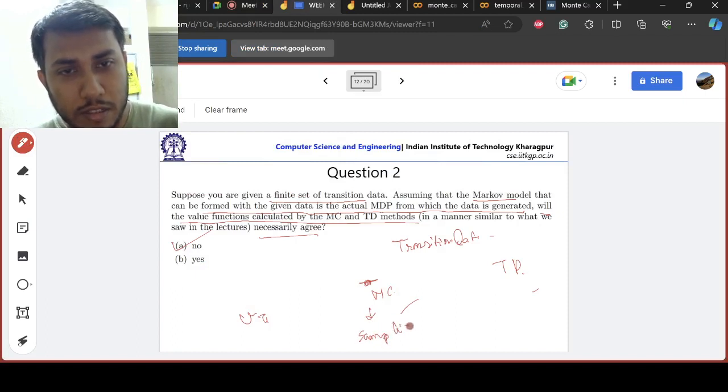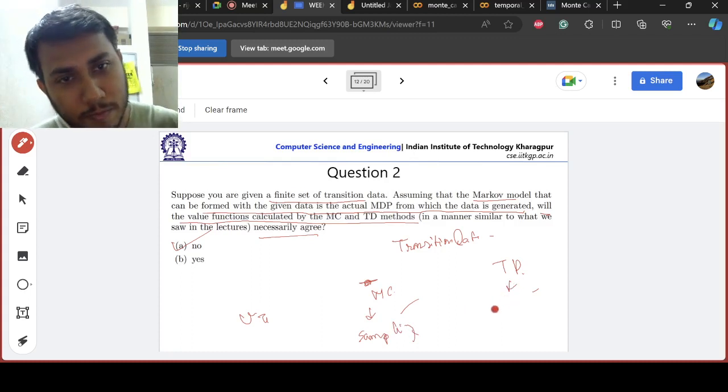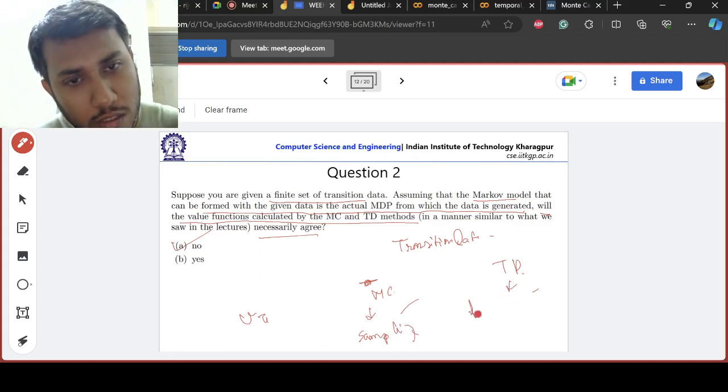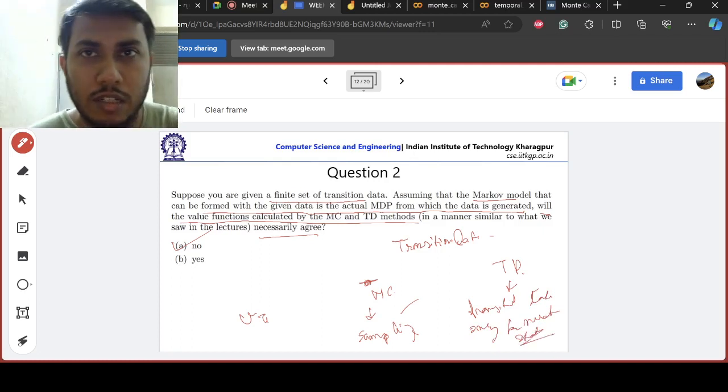Sampling. For TD, what will you have? You will have transition data only for the next state, right?